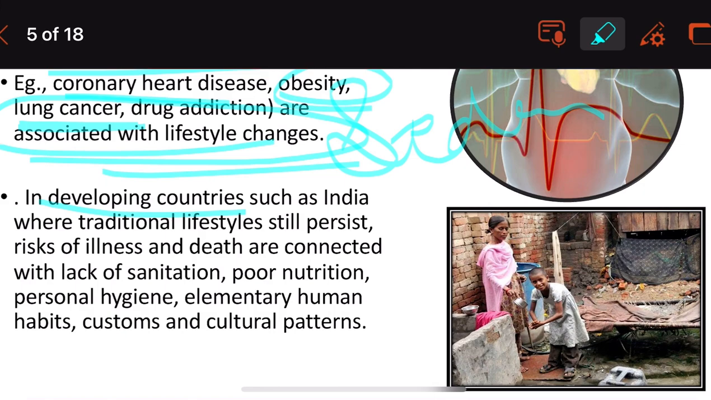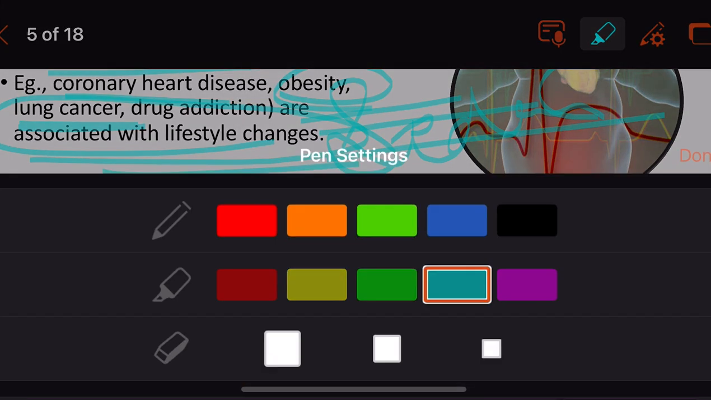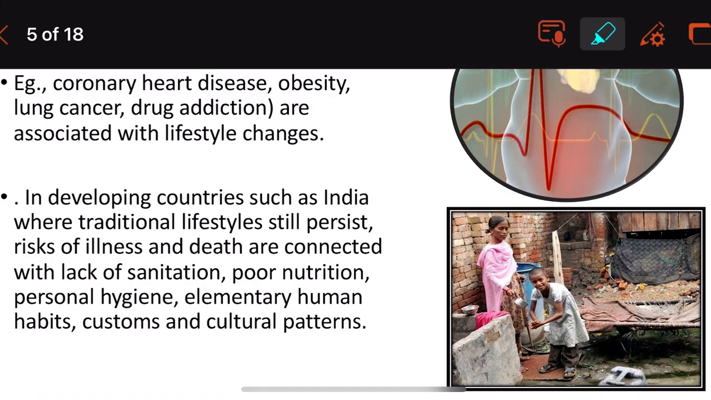The risk of illness as well as death is connected with what? Here it was smoking, alcohol, obesity, heart diseases. Whereas in India or the developing countries, what happens? The factors influencing health are the lack of sanitation. So you can see here the lack of sanitation.